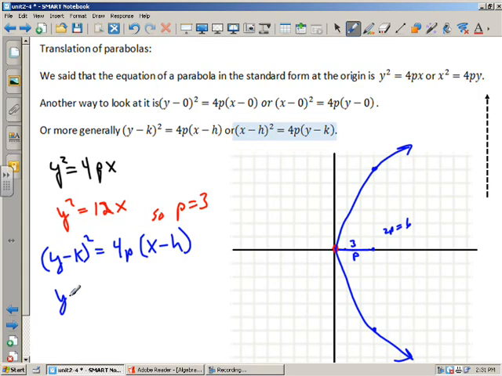So that's going to give us y minus 0 squared equals 4p, but in this case p is 3, so I'm really looking at 4 times 3, or 12. And then that's just x minus 0. So you see, they're the same thing both ways. Y minus 0 squared is y squared. 12 times x minus 0 is really just 12x.